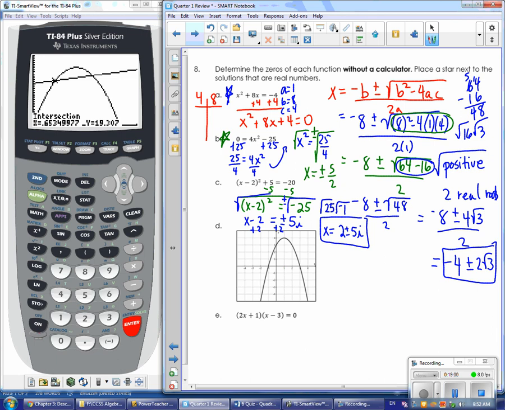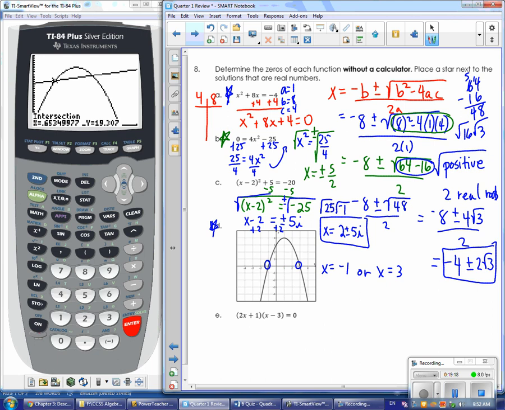Letter D is the easiest of all because you're given a graph and you can actually see the x-intercepts on the graph. That means that this function has two real roots at -1 and +3. And both of these are real numbers, so I'm going to put a star next to it.